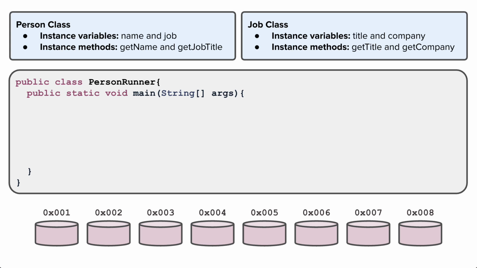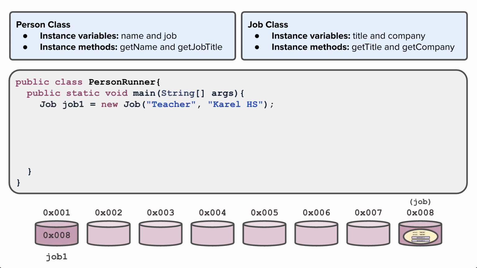The top two boxes in blue are the two classes you just saw. Those are what you're about to use. The middle box is the main class named PersonRunner, where you will create your objects. And at the bottom is a visualization of memory locations again. Let's start by creating a new job object. As soon as the job constructor is called, creating a new job object, memory gets allocated, an object is initialized, and the reference is stored in the variable job1.